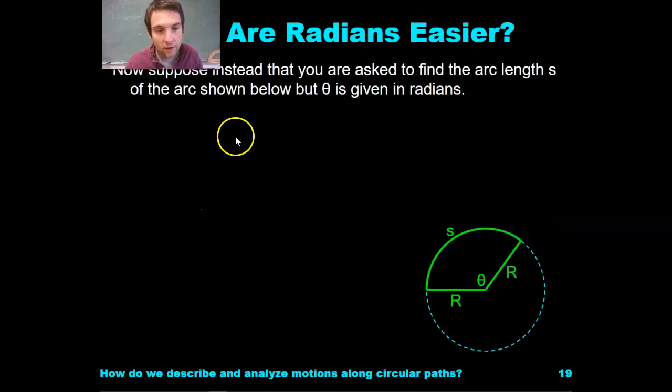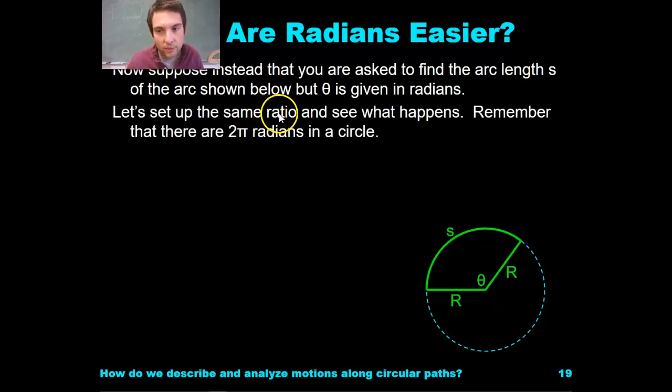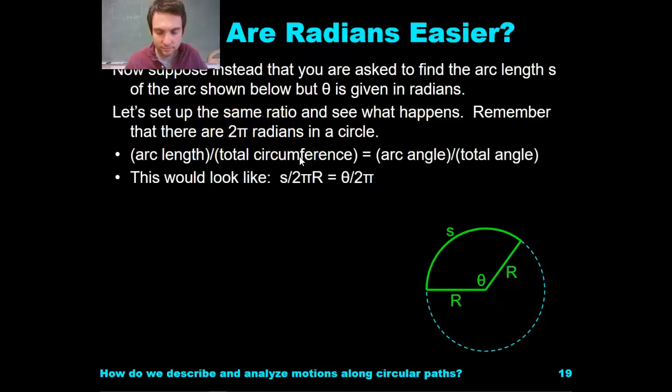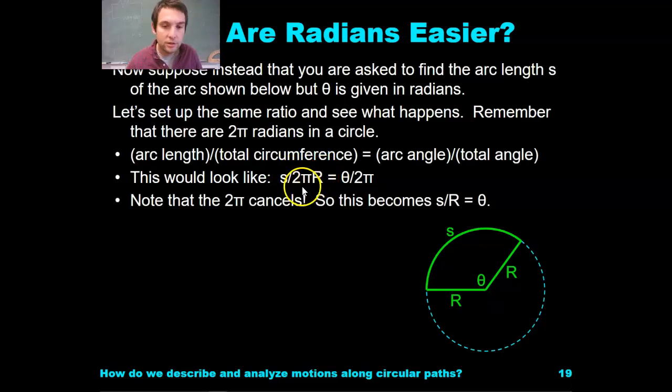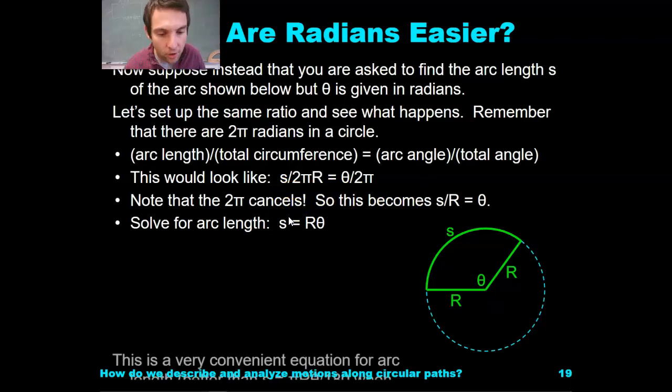Now, instead, we're asked to find the arc length, but theta is given in radians. Let's set up the same ratio and see what happens. Remember, there are 2 pi radians in a circle. Arc length divided by total circumference equals arc angle divided by total angle. So it's going to look like this: s divided by 2 pi r equals theta divided by 2 pi. Note that the 2 pi will cancel out. So this becomes s, the arc length, divided by the radius equals theta, the arc angle. Solving for the arc length, we get s equals r times theta. There it is. There's that arc length formula.